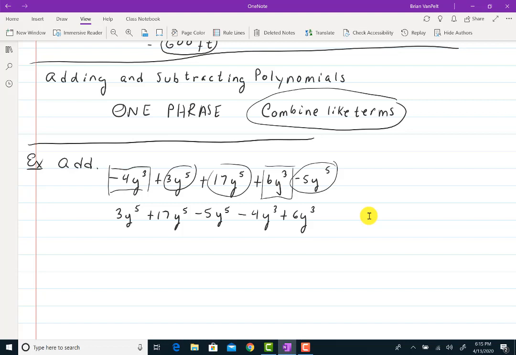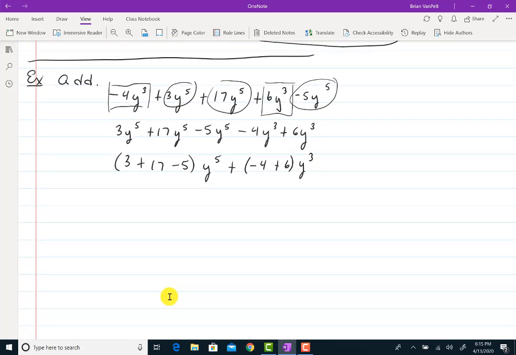Now, like terms was important because then for these three terms right here, all the ones with the y to the fifth, I can factor out a y to the fifth, or if you will, distribute out a y to the fifth from those three terms. And I can also do something like that for the second two terms. I can factor out or distribute out a y to the third, like so. Notice that I put a plus here so that when all is said and done, my sign will be correct if I need it.